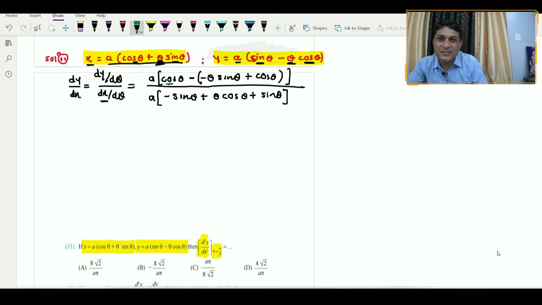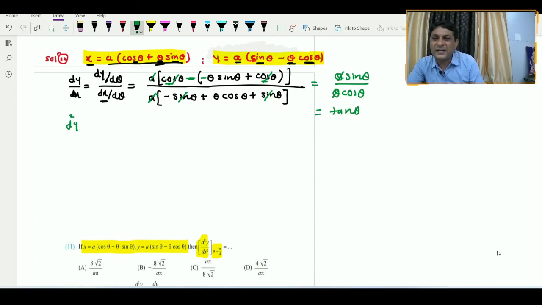Here we can observe that this plus cos theta and minus into cos theta, means minus cos theta, will get cancelled. Here a and a will also get cancelled. So in the numerator, minus into minus will be equal to plus theta sin theta, the remaining term. And in the denominator, after cancelling plus sin theta and minus sin theta, the remaining term is theta cos theta. So after cancelling theta and theta, sin upon cos will be equal to tan theta. So this is the value of the first order derivative.